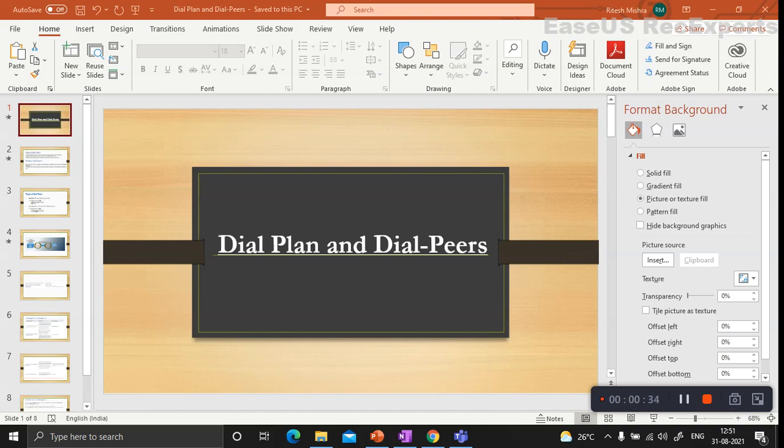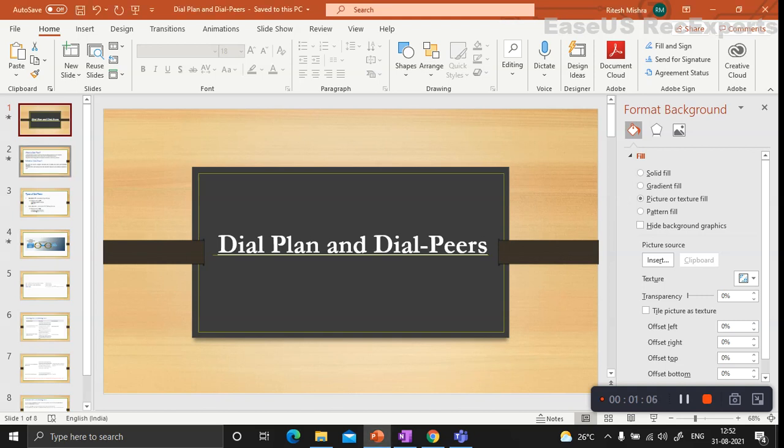So dial peer is a very important component of VoIP. And when I say dial peers, it's configured on the voice gateways. It's not part of CUCM. It's part of voice gateways only, voice gateways and CUBE. So let's learn and understand what a dial plan is and what a dial peer is used for.